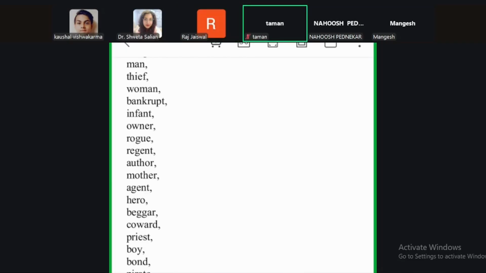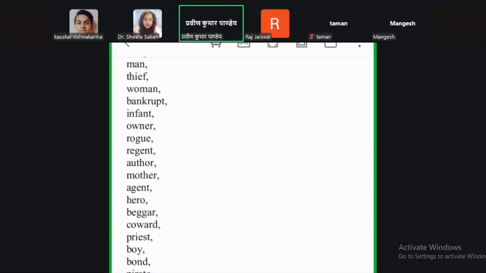Infancy. No, not infantry. Infantry is different. Cavalry, infantry and all, infant is different. Infancy. Because infantry is a collective noun. See, infantry, cavalry come under defense forces. They are collective nouns.